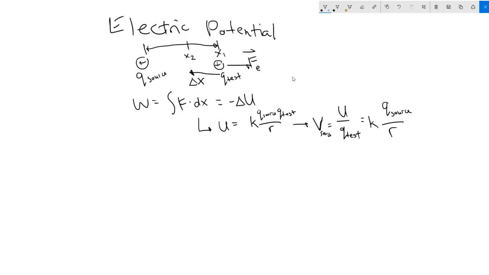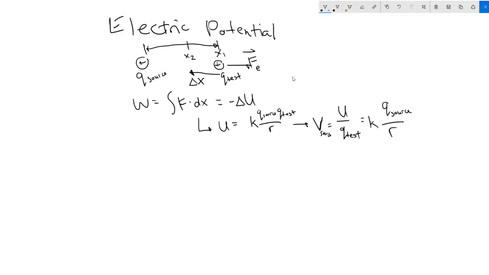So the potential energy of this charge brought in from infinity to this spot is dependent on the potential at that spot due to this charge, right? So potential is just a value of the spot, but the potential energy is associated with the charge that you put into that spot.